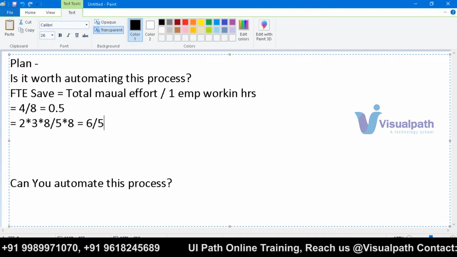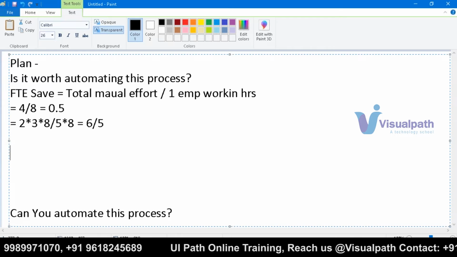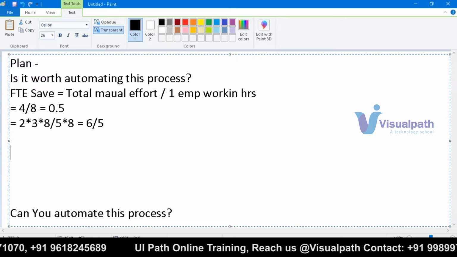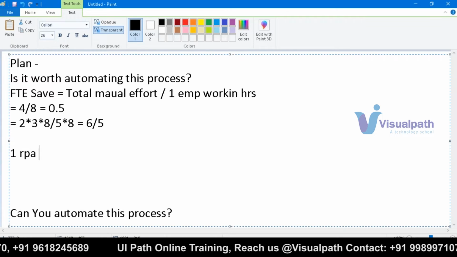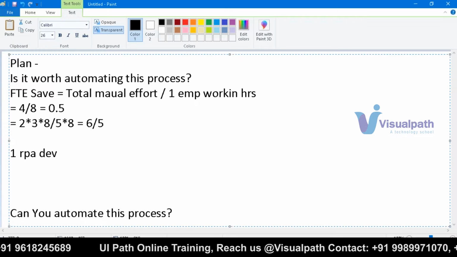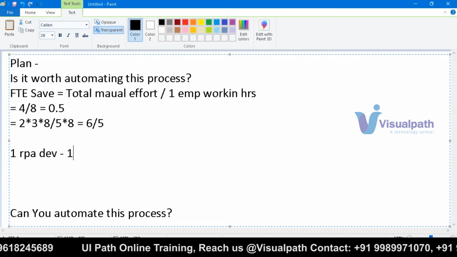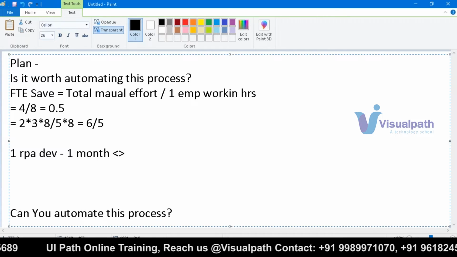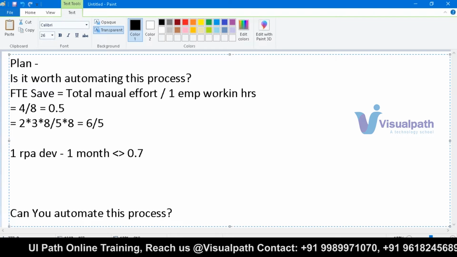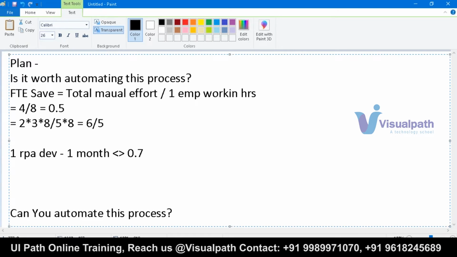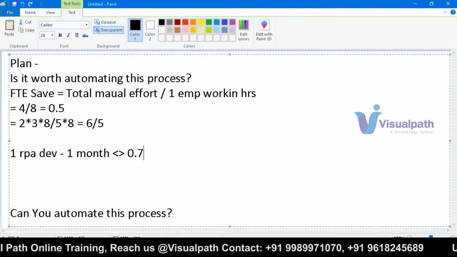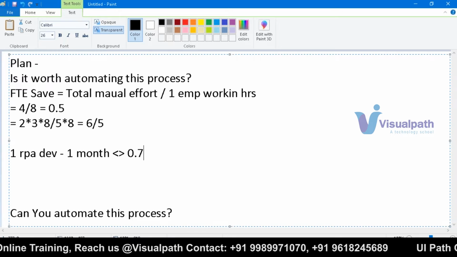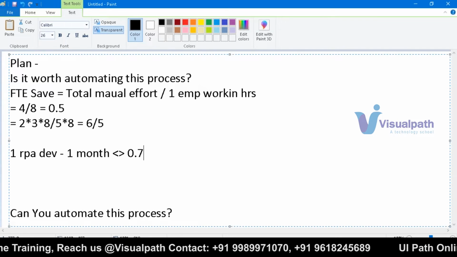Now, how do you determine the worth of the process? You are able to calculate the FTE save, but how do you determine whether this process is worth it or not? If one RPA developer is spending 1 month automating a process, then the minimum FTE of that process should be 0.7.